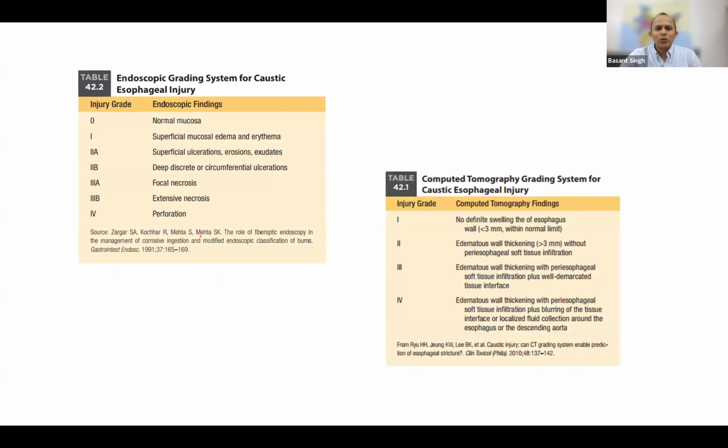So they have given two grading systems. This is a new thing that they've added: an endoscopic grading system and a CT grading system. So read about it.